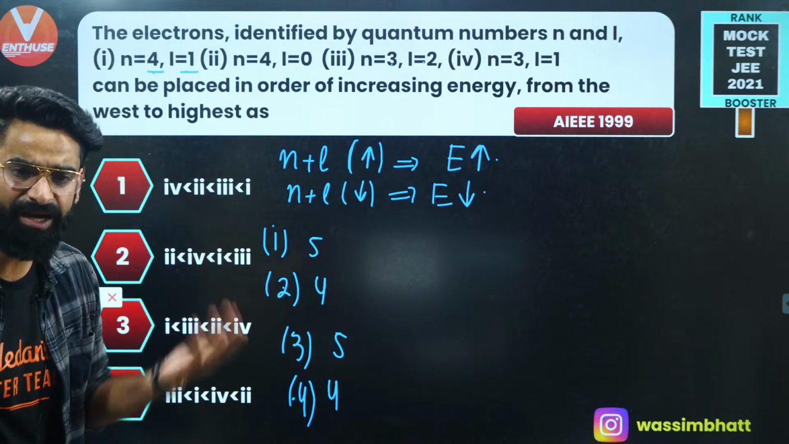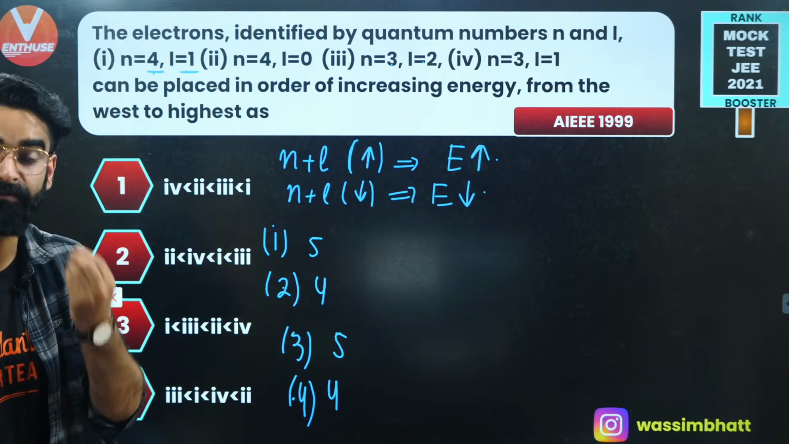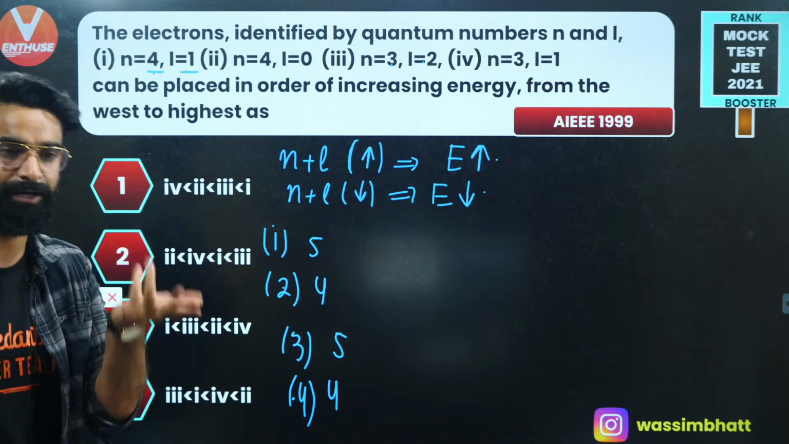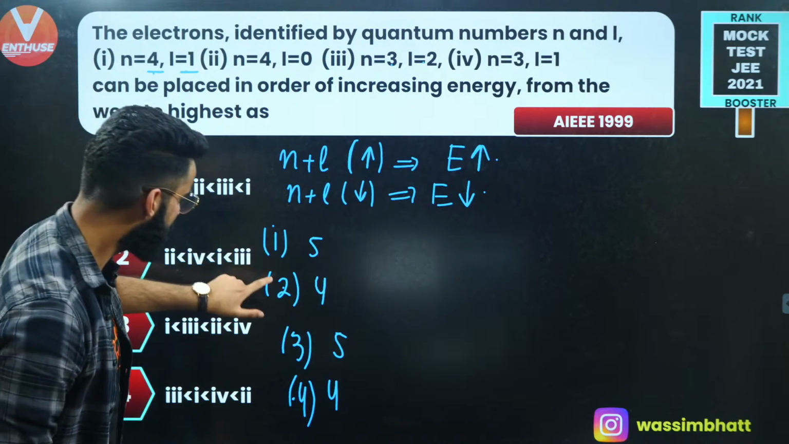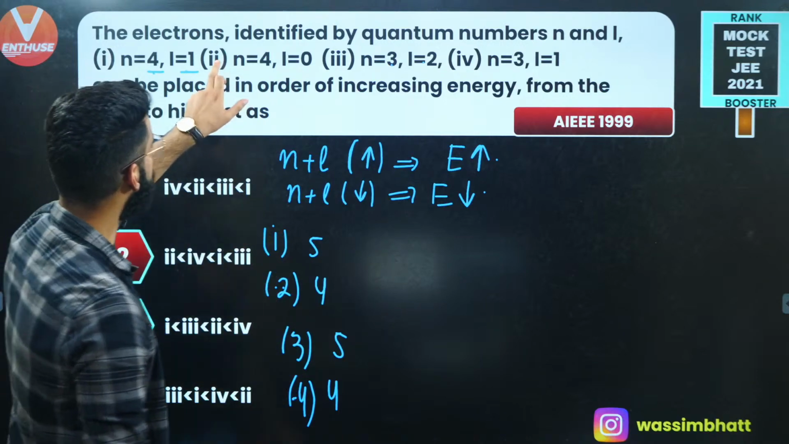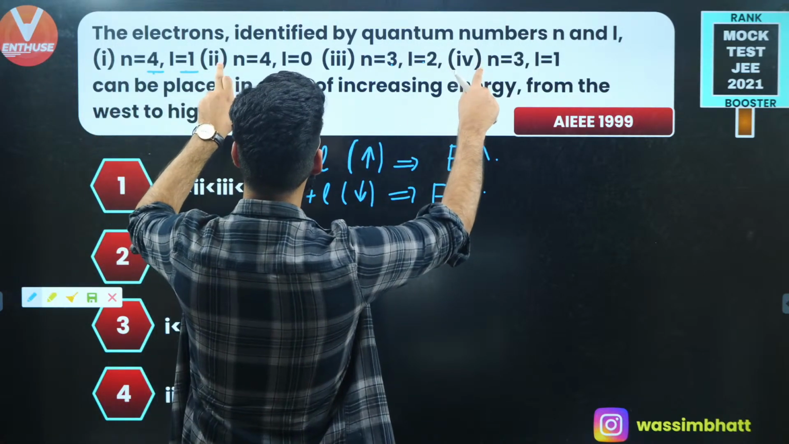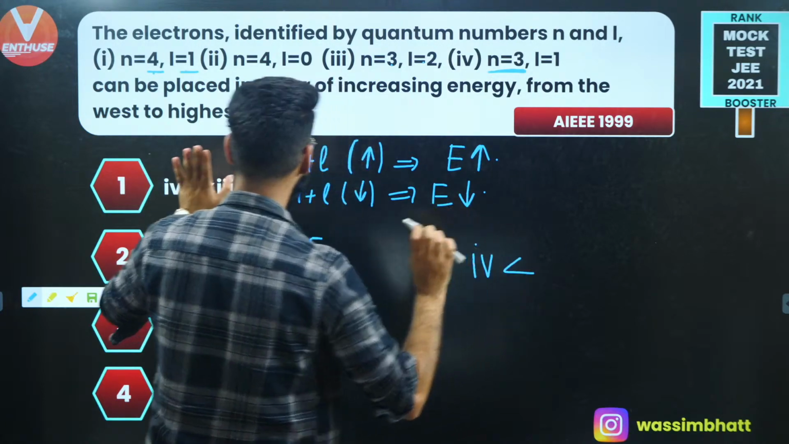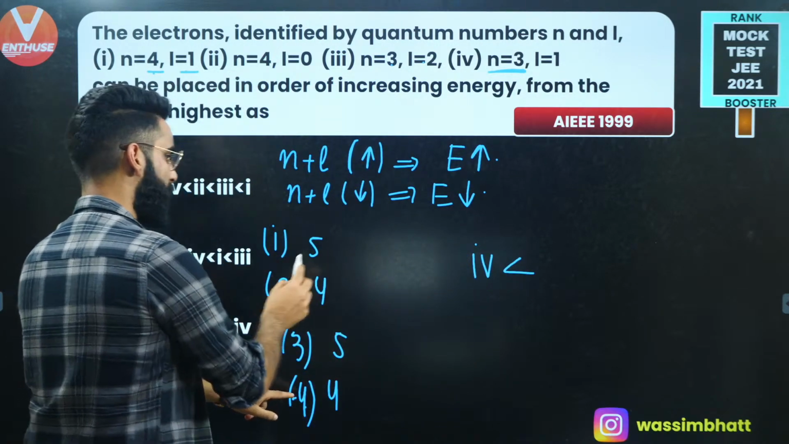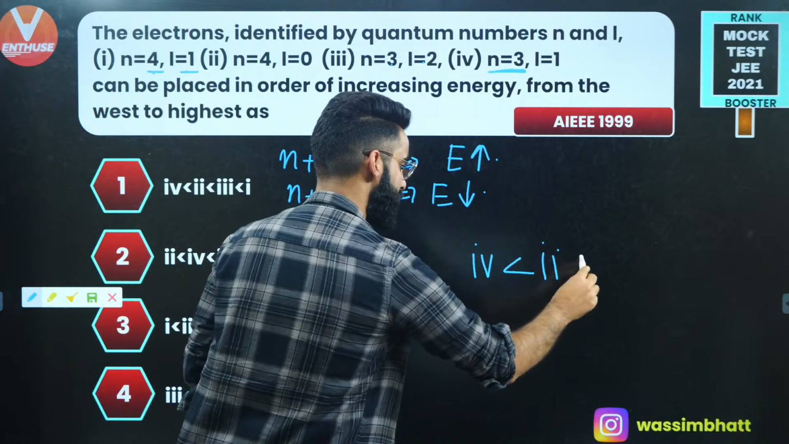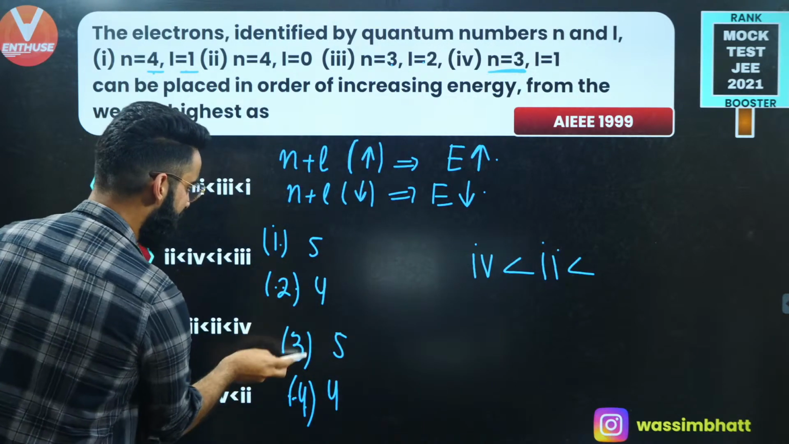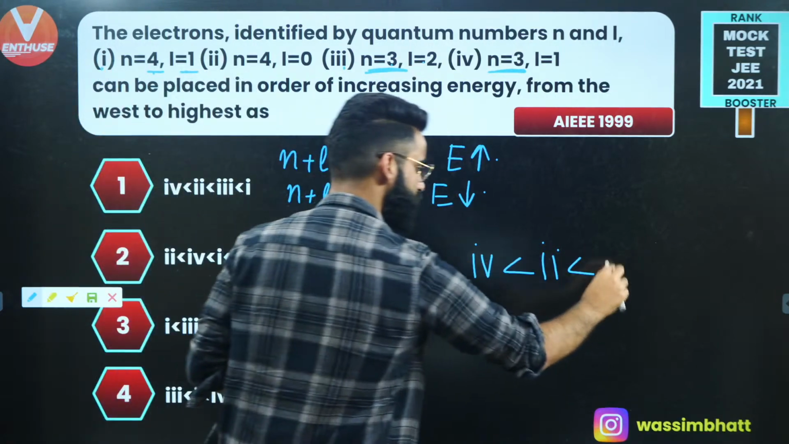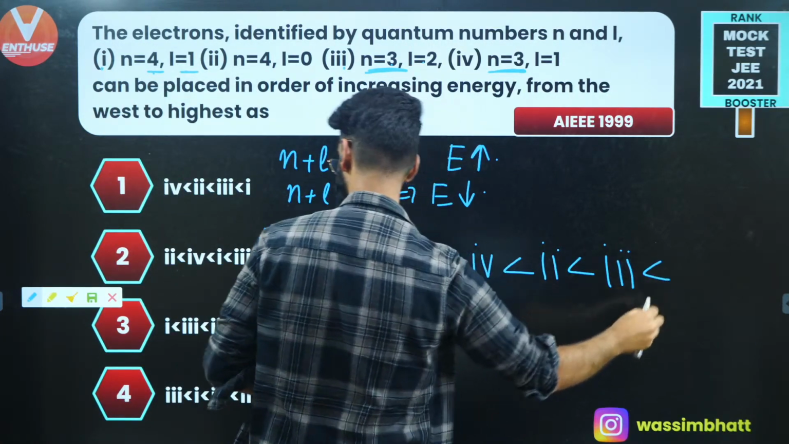Now people, if the n plus l comes out to be the same, at that time we will be checking on the basis of the value of n. So wherever the n value is less, there the energy is less. Among 2 and 4, where is the n value less? The n value is less over here. So the fourth one is going to have minimum energy. Then after fourth, second comes, right? Then after that, in 1 and 3, where is the n value minimum? In the third case.